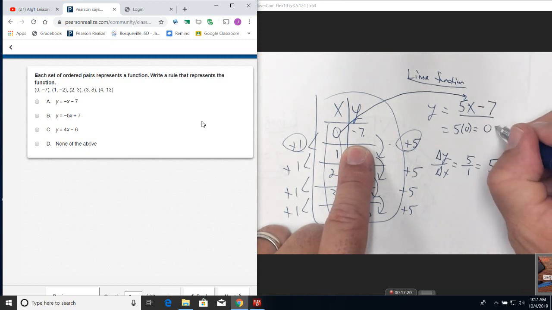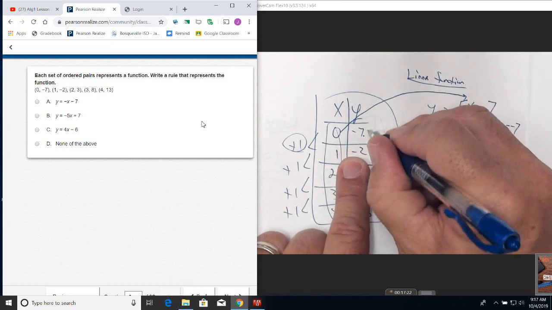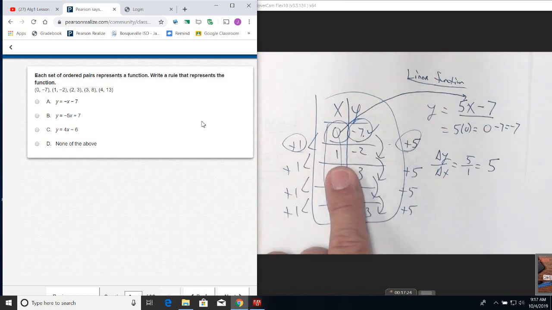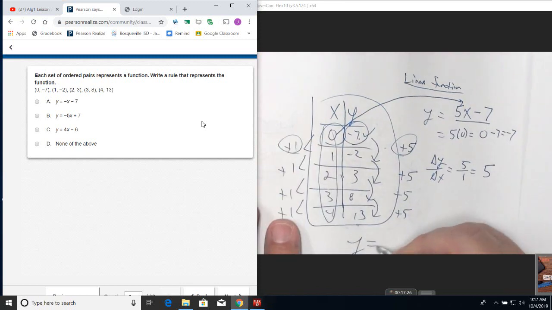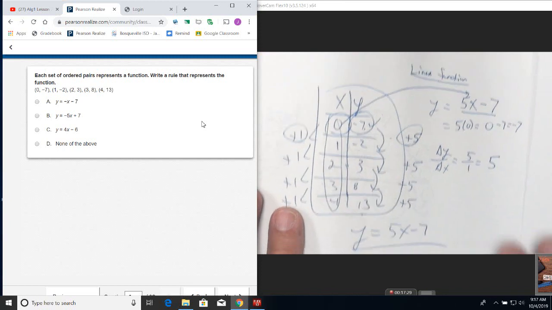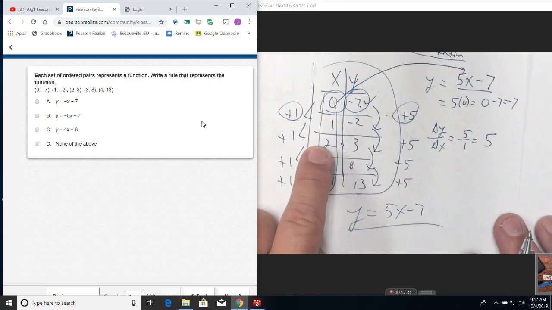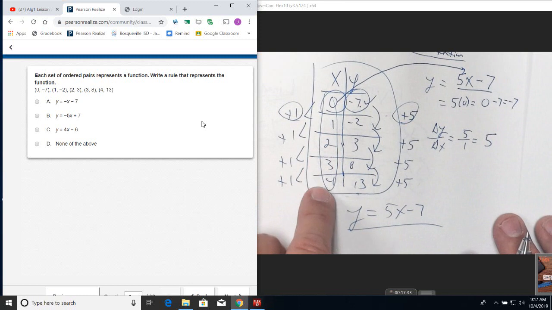Subtract 7. So subtract 7, and now I get a -7 when I plug in a 0. So if I use this function rule, y is equal to 5x minus 7, does it work for a 1? Does it work for a 2? Does it work for a 3? Does it work for a 4?